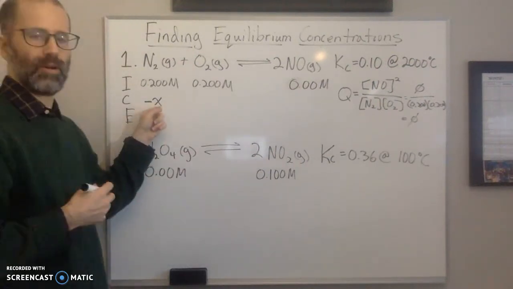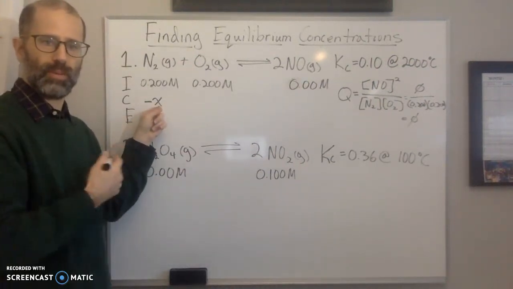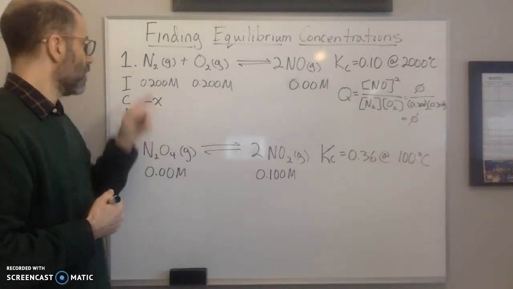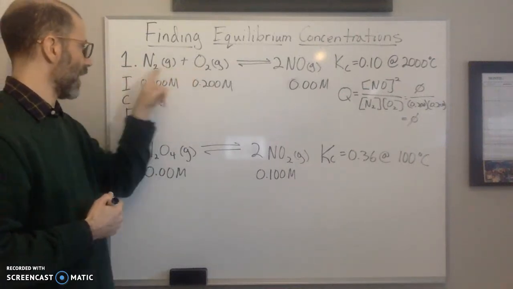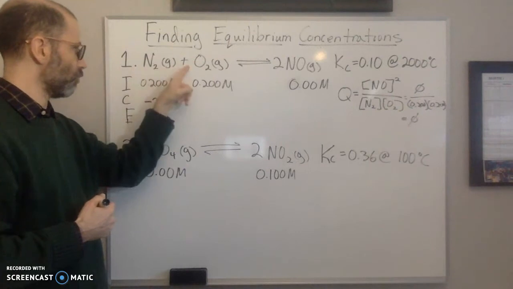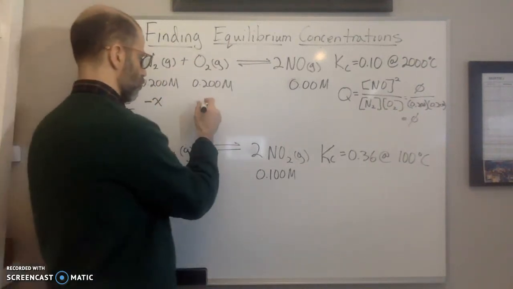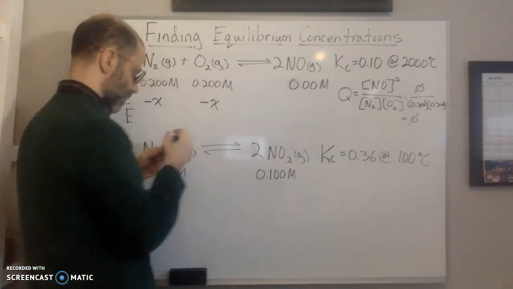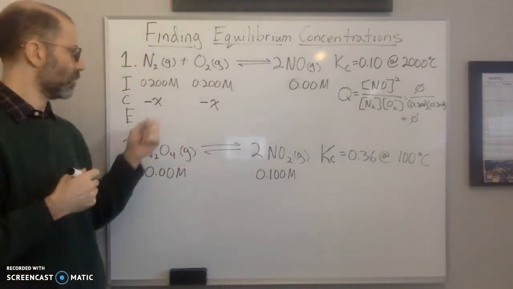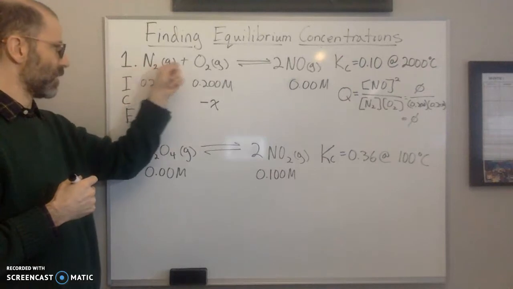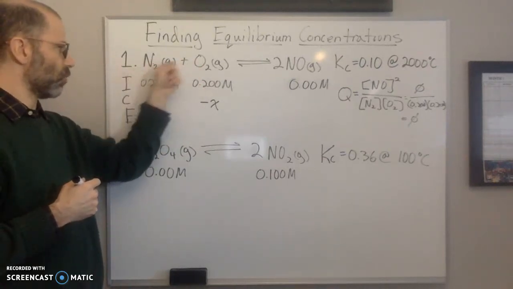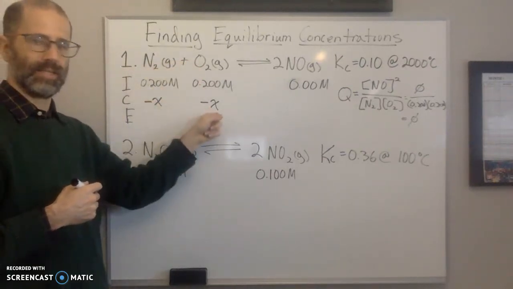So whatever amount of that reactant we're losing, we're going to represent that as x. Since both nitrogen and oxygen have a coefficient of 1, they're both going to be x. So this is also going to lose an x amount, okay? And again, that's because the ratio is 1 to 1, so it's x to x.